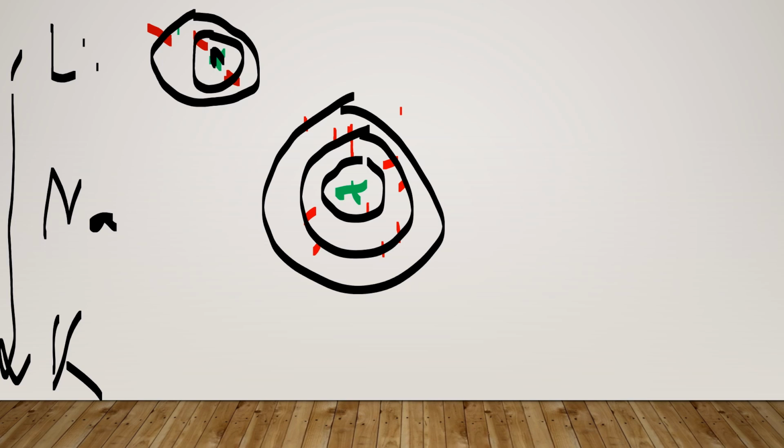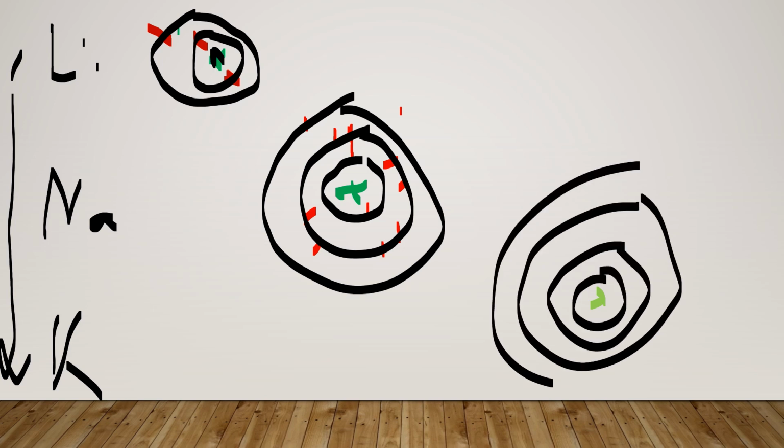And then if we go on to potassium, you've got your positive nucleus here, and potassium has 4 energy levels. So these valence electrons are going to be way further from the nucleus. Because you have more energy levels, you have a larger atom. So as you go down the periodic table, down a group, you have an increase in the size of your atoms.